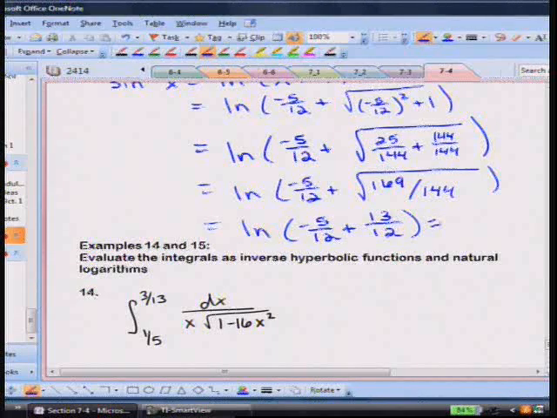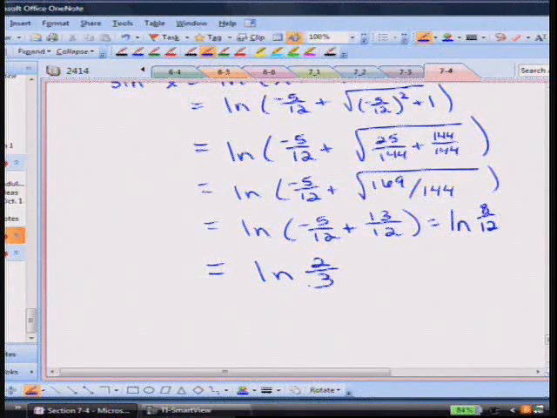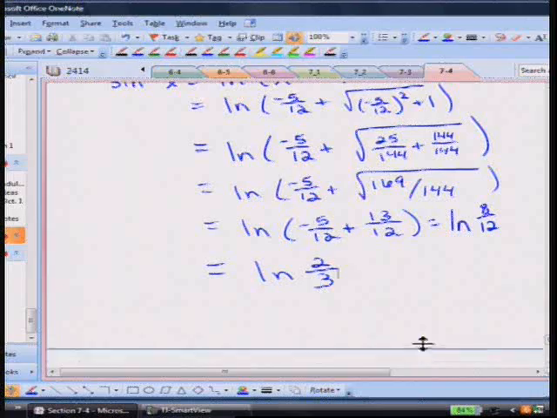which is equal to, is that 8? What's 13 minus 5? 8, 9, 10, 11, 12, 13, yeah. So this is ln of 8/12, which reduces to the ln of 2/3. So there you go, which you could write as the ln of 2 minus the ln of 3 if you wanted, but you could just write it like that. Wasn't that fun? That's rocking awesome, Miss Brooks.